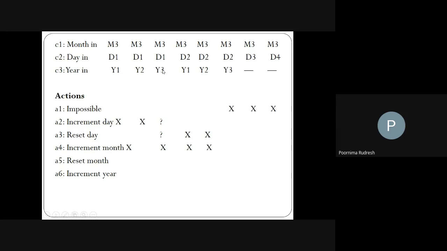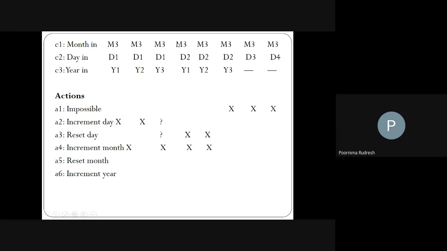Next, M3, D1 and Y3. Depending on the type of year, if Y3 indicates it is not a leap year, then the month is incremented and the year is incremented, but the day is reset. So that's why it is put in the format of a question mark. Why? Because these two conditions are based on the type of year. If it is not a leap year, then we are resetting the day and the month is incremented, and if it is a leap year, then the day is incremented. For that purpose it is represented with a question mark.